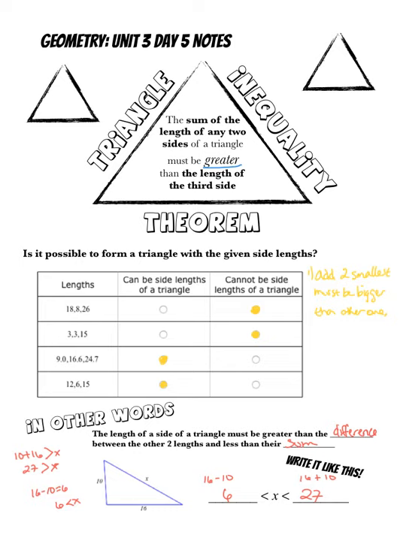The measurement of x can be anywhere between 6 and 26, any infinitesimal amount, but it cannot be 6 and it cannot be 26. It can be greater than 6, less than 26, anywhere in there. That's what we're looking for. Far easier than it looks. All right, guys, that takes care of Unit 3, Day 5.